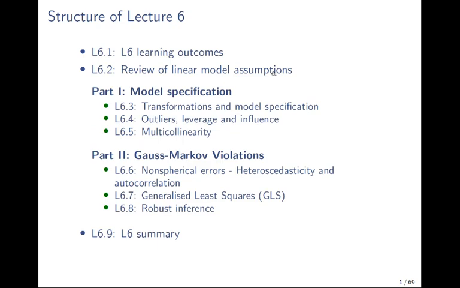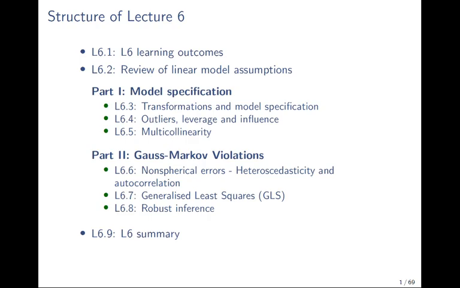So let's start with the structure of the lecture. We begin as usual with the learning outcomes, and then I'm going to do a brief review of linear model assumptions, because those are the context and the organizing theme of this entire lecture. I've then split the lecture into two parts. In part one, we're going to look at practical issues and problems to do with model specification and how we can address them. So in 6.3, we'll look at data transformations and model specification, including interaction terms and dummy variables.